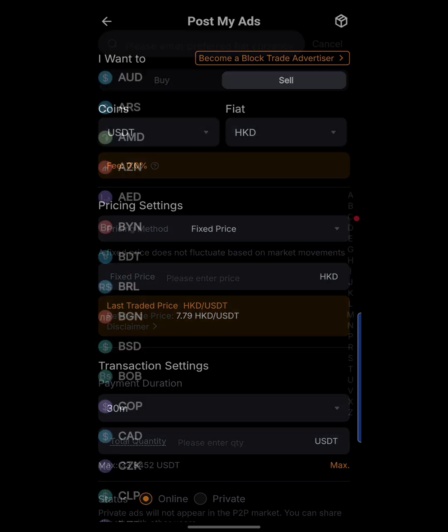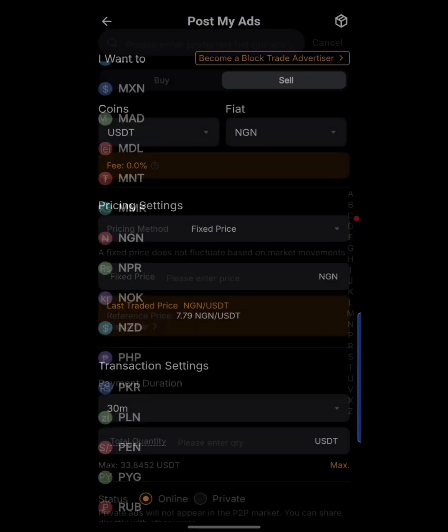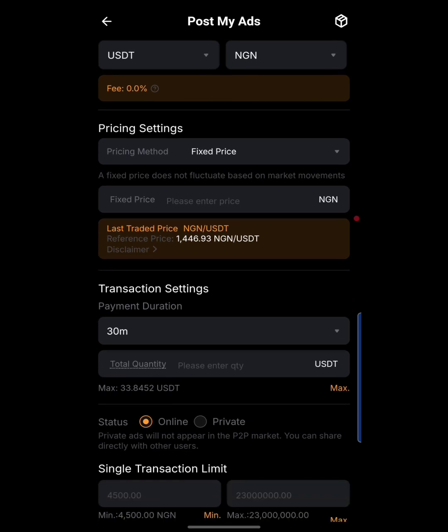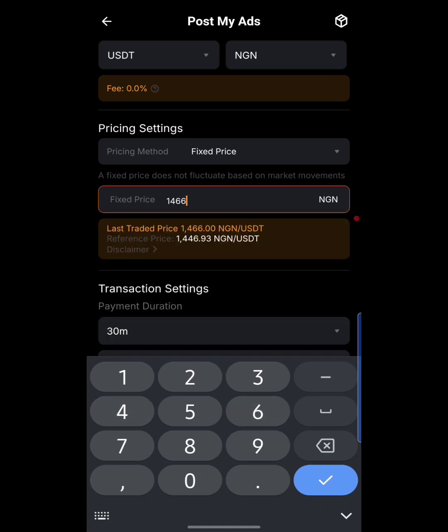So over here, I'm going to set it back to NGN, guys. Okay, NGN. I'm going to hit on NGN, and over here that says fixed price. As you can see, still on fixed price. All right, so I'm going to hit on it and set it to be 1466.45. Okay, so remember that other guy's own was 46. Our one is actually 45 to actually be at the top. Okay, so that is it.